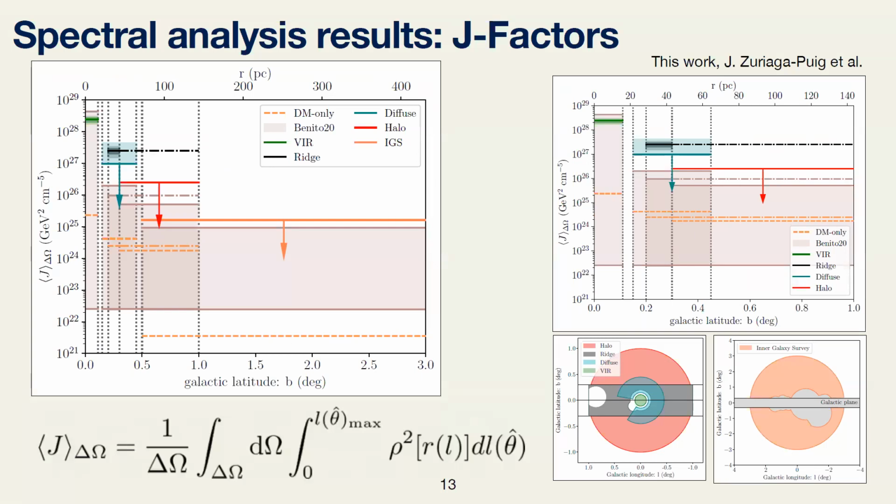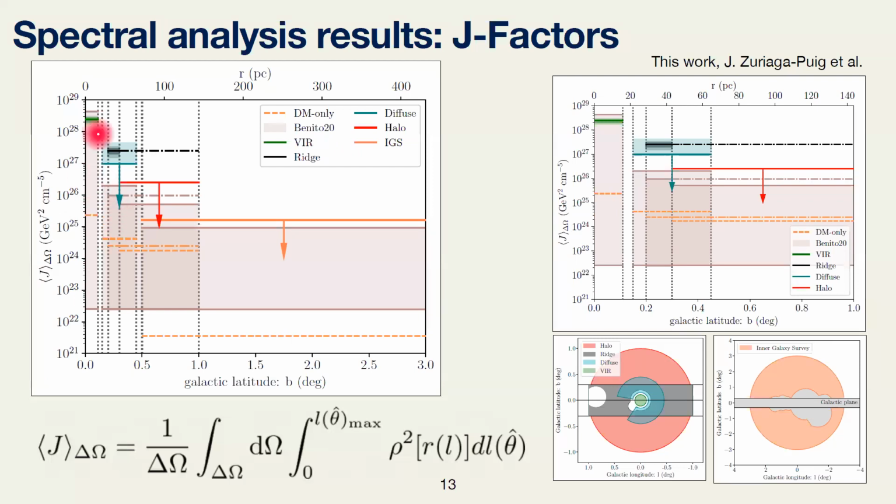And this is the final result of the spectral analysis, which we can see here. I'm plotting the J factor versus the galactic latitude of the galactic center. Each horizontal colored line, this green, blue, red, yellow, red and orange, comes from the fitted values of the gamma ray part. I am also showing the J factors and the range of the values of the J factors for the dark matter only density profile in Benito 20.